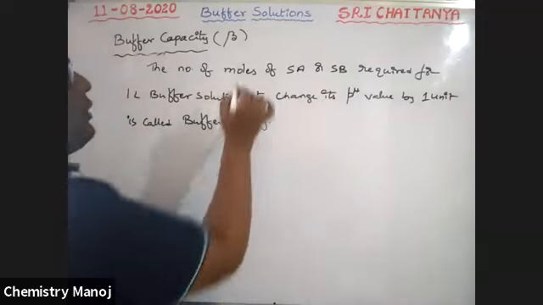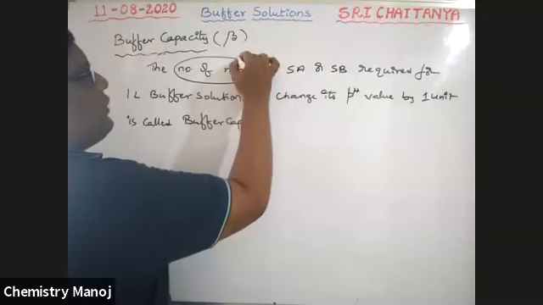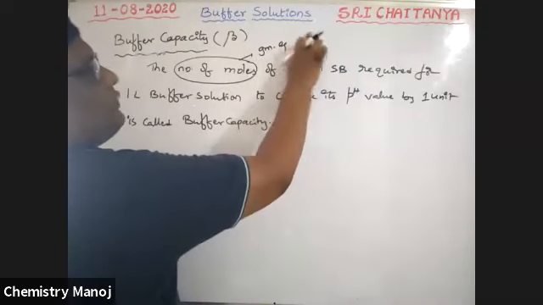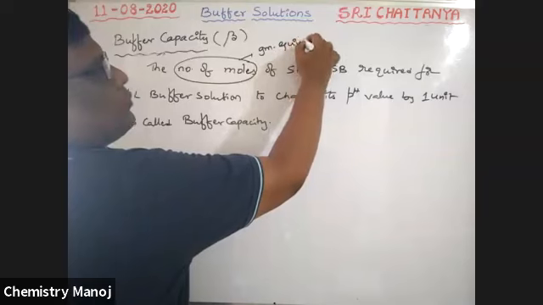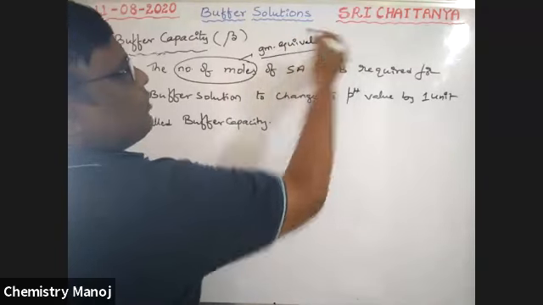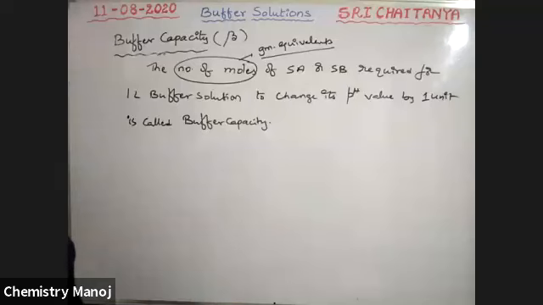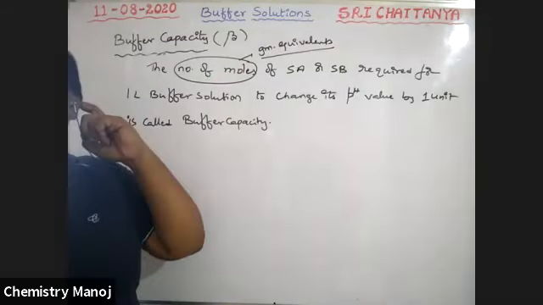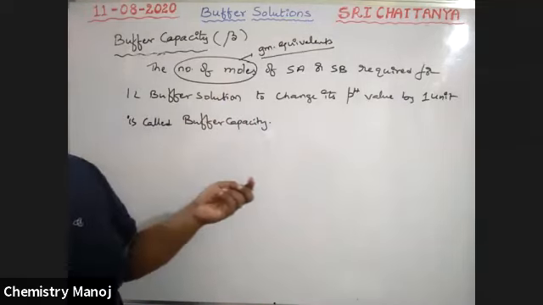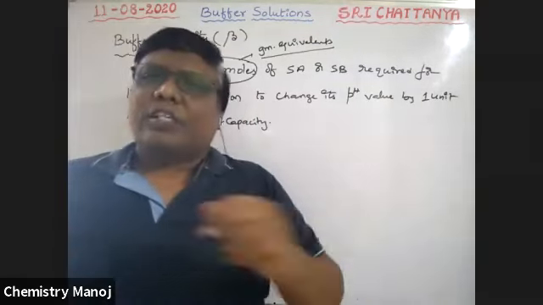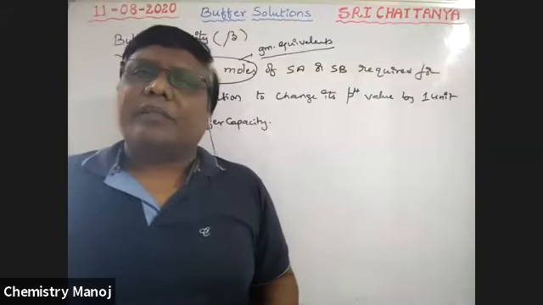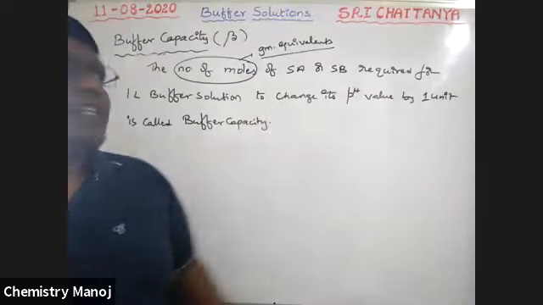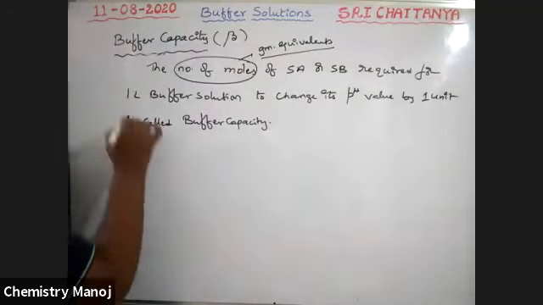Yes, in case of number of moles, it is better with gram equivalents, because our calculation is totally based on gram equivalents only. Our textbooks use number of moles, but during calculations we must use gram equivalents. That is why we are taking gram equivalents. No problem. It is the number of moles of strong acid or strong base required for 1 liter buffer solution. It is important, my dear boys.